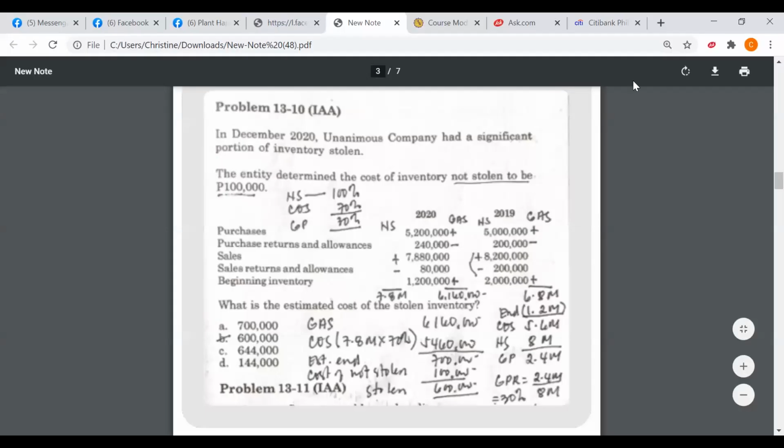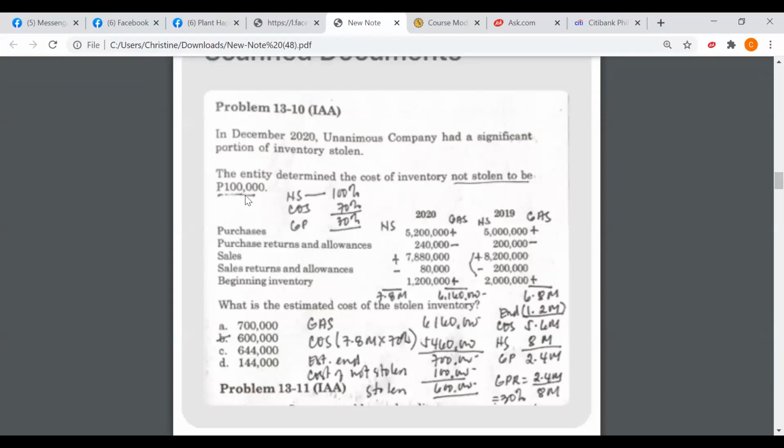So for 13-10, the company in December 2020 had a significant portion of inventory stolen. The entity determined that the cost of inventory not stolen to be 100,000. So we are going to deduct this later on to find our stolen amount of inventory. Then we are given purchases, purchase returns and allowances, sales returns and allowances, and beginning inventory.